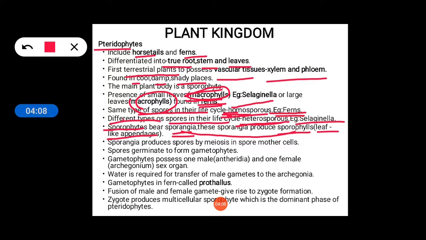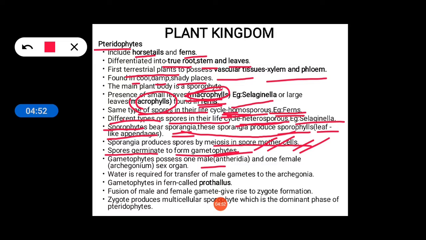Sporangia produce spores by meiosis in spore mother cells, and these sporangia, which are formed from sporophytes, undergo meiosis. Where do they undergo meiosis? They undergo meiosis in spore mother cells. Okay. The next point is spores germinate to form gametophytes. And the spores produced from these spore mother cells germinate to form gametophytes.